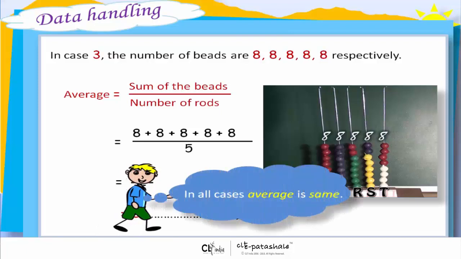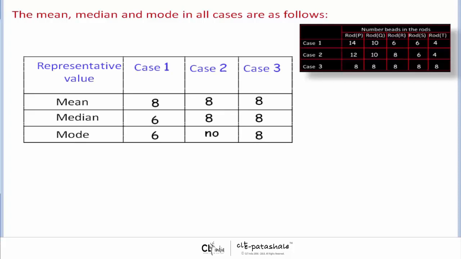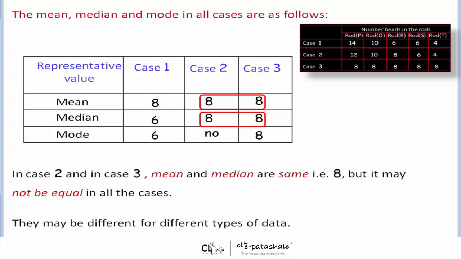In all cases, the average is the same. The mean, median and mode in all cases are as follows. Representative values, which are mean, median and mode. In all the cases, the mean is 8. The median in case 1 is 6 and in cases 2 and 3 it's 8. And for mode, in case 1 it's 6, in case 2 there is no mode, and in case 3 it's 8. In cases 2 and 3, the mean and median are the same, that is 8, but it may not be equal in all the cases. They may be different for different types of data.